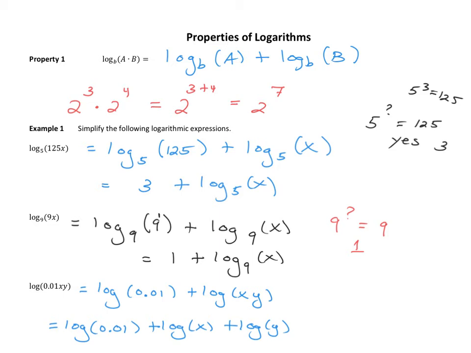The last thing is, what's log of 0.01? This is something that if you wanted to, you could check in a calculator, but that's going to be 10 to the negative 2 power. That's equal to 0.01. And the reason is it moved the decimal point 2 places. So I'm just going to replace this with a negative 2. And this means the final answer is negative 2 plus log of x plus log of y.